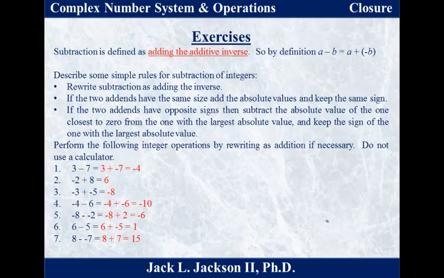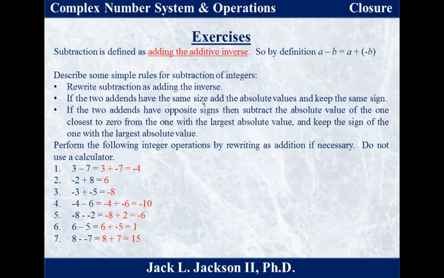So some simple rules for subtraction of integers are this. Rewrite the subtraction as adding the inverse. Now then you want to add integers. If the two add-ins have the same sign, add their sizes, their absolute values, and keep the same sign. If the two add-ins have opposite signs, then subtract the absolute values, the larger one minus the smaller one, and keep the sign of the one that has the larger absolute value.